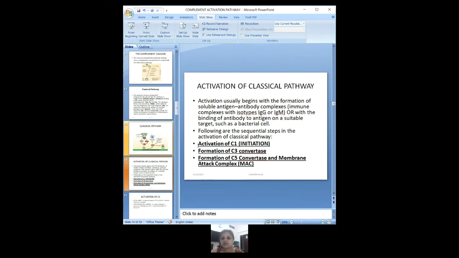So the whole of the classical pathway can be summarized as such. First, there is activation of C1, which is the initiation step. C1 causes cleavage of C4 and C2. The components of C4 and C2 combine to form a C3 convertase. Why is it called C3 convertase? Because it again cleaves C3 into C3a and C3b. The C3b combines with the C3 convertase to form C5 convertase.